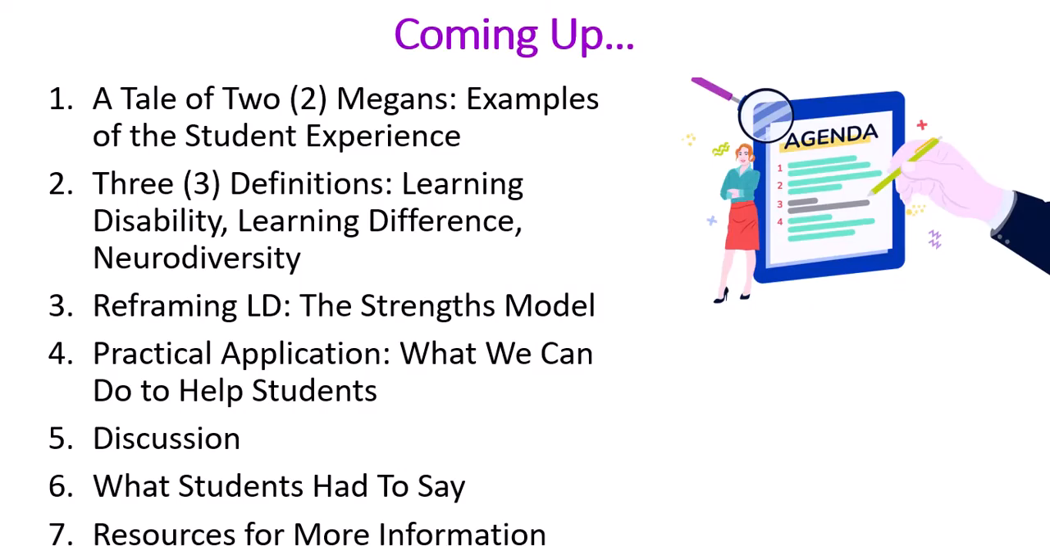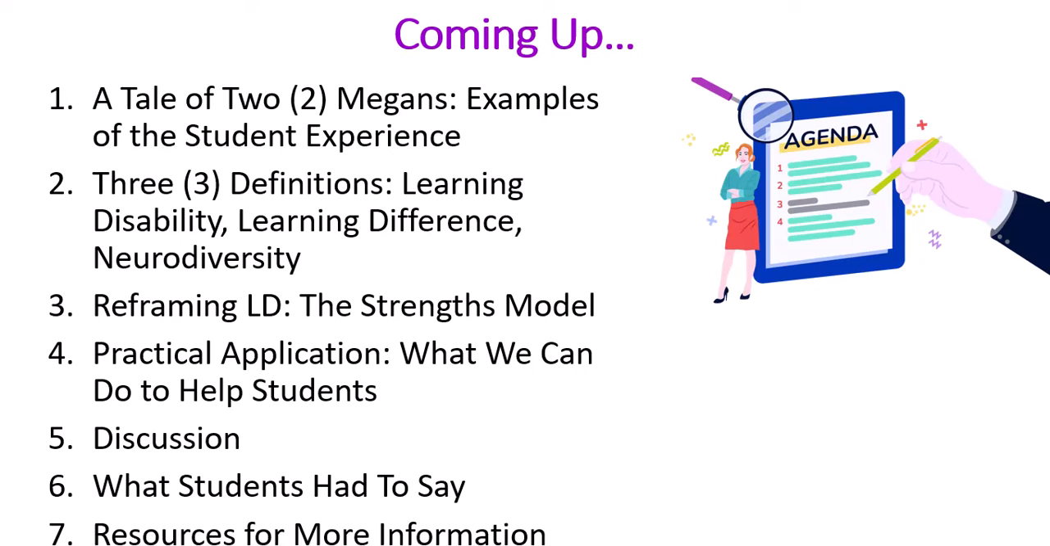So just to give you a quick agenda of what this presentation is going to contain, first we have a tale of two Megans, examples of the student experience. Then we're going to look at three different definitions that are used by educators: learning disability, learning difference, and neurodiversity. After that, we'll reframe LD, specifically looking at the strengths model with a few learning differences, talking about what they are and what strengths people with those learning differences often have.